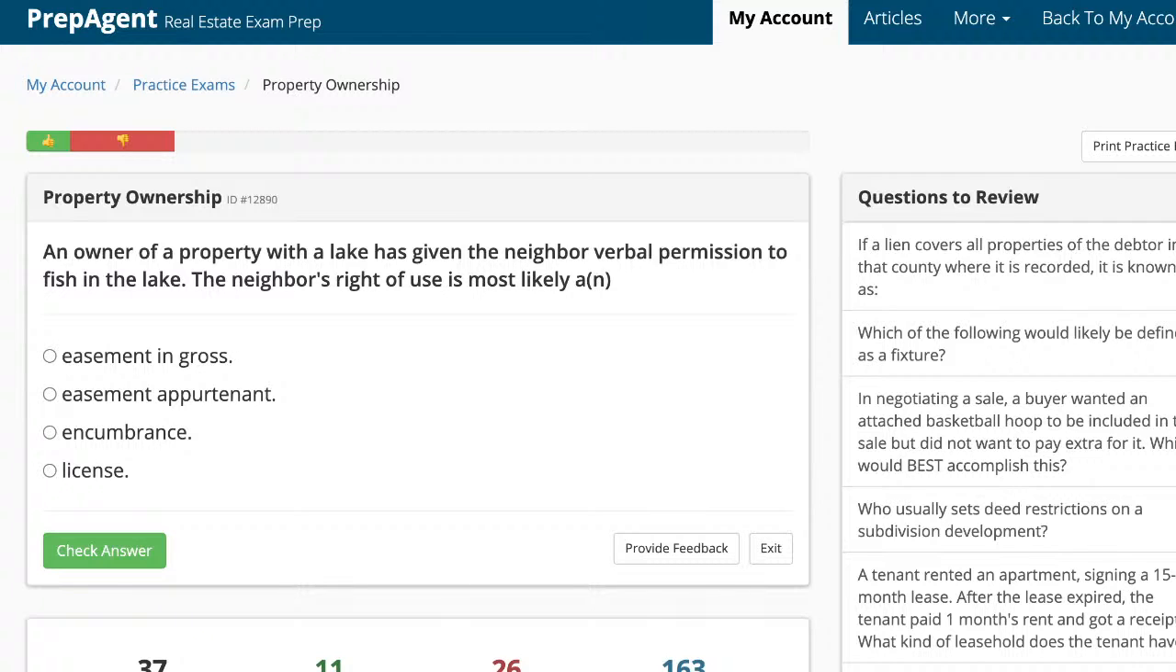Okay, an owner of a property with a lake has given the neighbor verbal permission to fish in the lake. The neighbor's right of use is most likely an A, easement in gross, B, easement appurtenant, C, encumbrance, D, license.